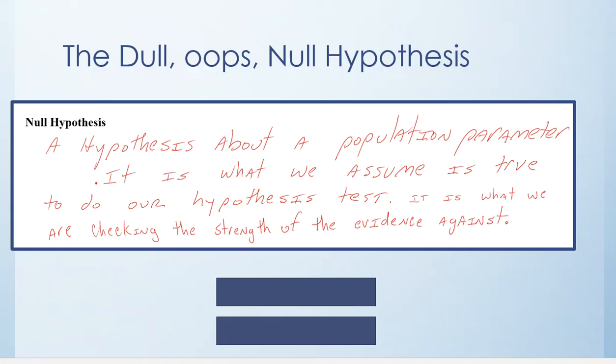So what can we say about the null hypothesis? It's often called the dull hypothesis. And this is the one that we say about our population parameter, and it's always a statement of equality. So we're going to assume that something is true, and that's how we're going to set up our hypothesis test. So it's what we are checking the strength of our evidence against.